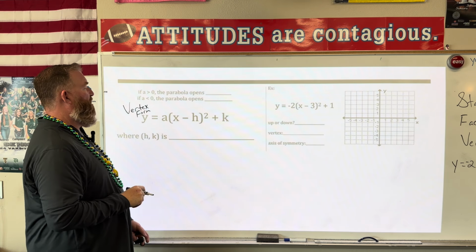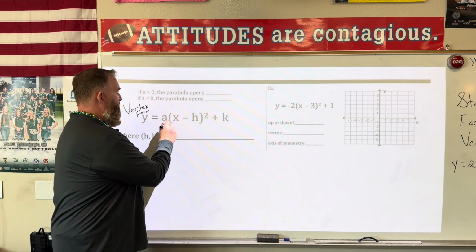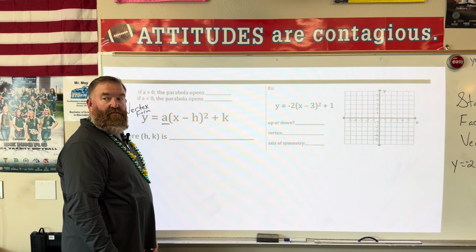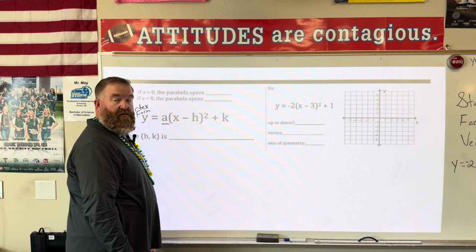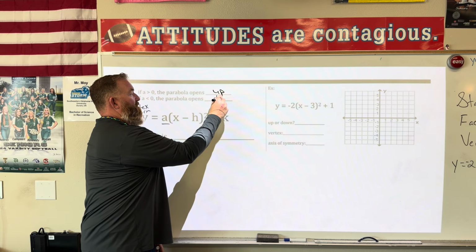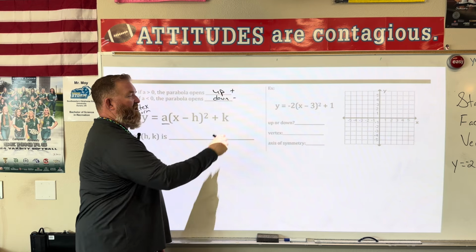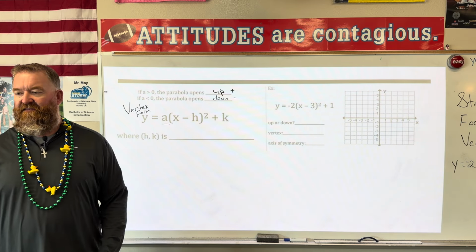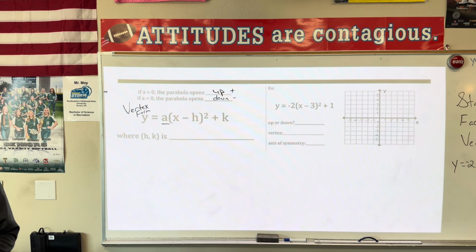Same thing as before. You still have the A on the front. If the A is greater than 0, which way does it open? Up. If it's less than 0, which way does it open? Down. Remember, if it's positive, it goes up. If it's negative, it goes down. Positive up, negative down. Please, if nothing else, don't miss that part.